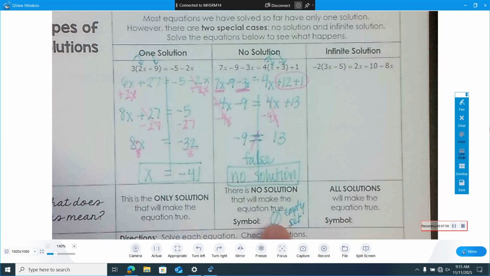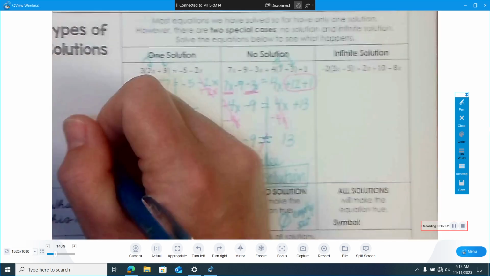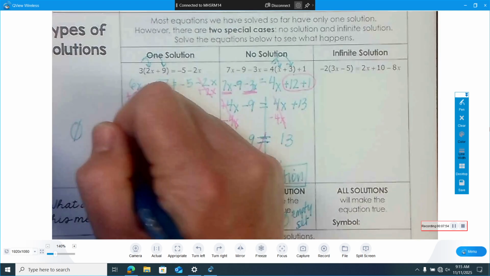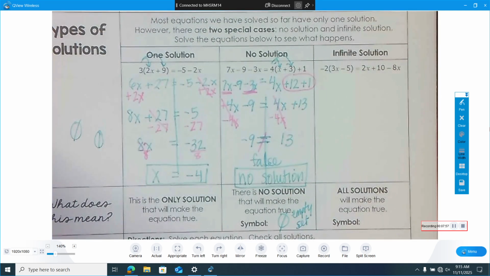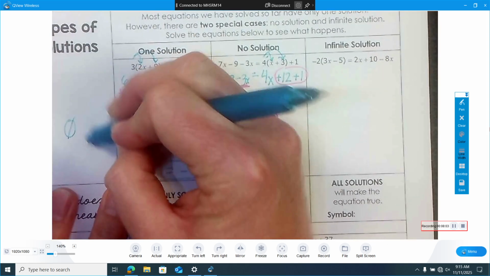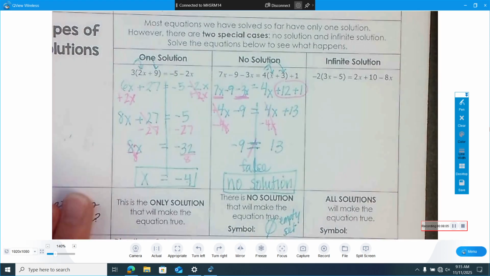The reason I don't like the empty set symbol is, are there people who cross their zeros? Like, there's people that write zeros with a slash through them. Do you see how that could be confusing? I don't ever cross my zeros, but it does mean empty set, so you shouldn't cross your zeros. Anyway, all right, that's okay.